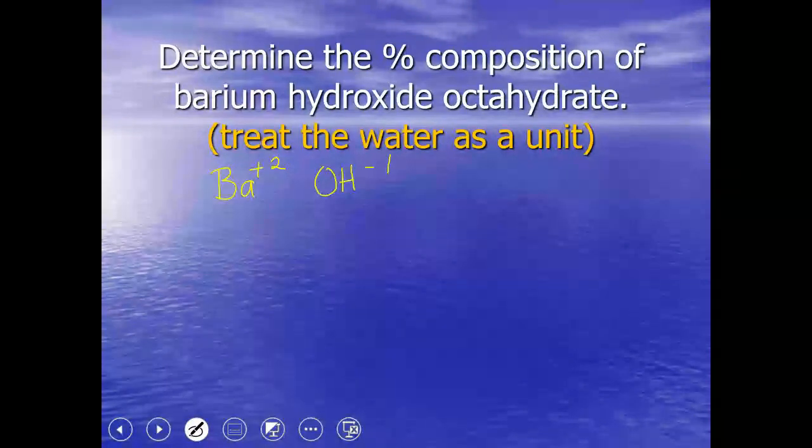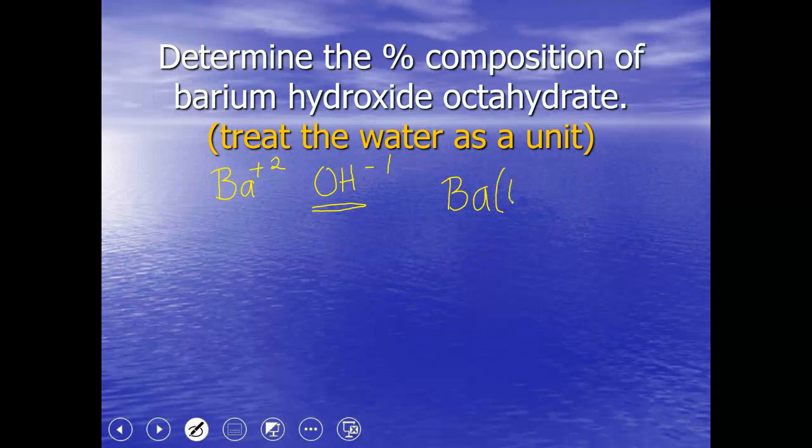So we need to write the formula between those two ions. I'm going to need 2 of these hydroxides for every 1 barium ion. So it's going to be barium, and then to have 2 of the hydroxides, I have to put it in parentheses and then the 2. And then it is octahydrate. So you put a dot. Oh boy, got my nice little line there. Sorry.